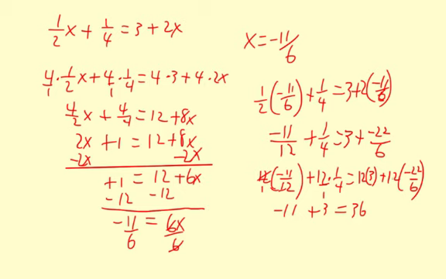And then 12 times negative 22, then divided by 6, that makes a negative 44. Negative 11 plus 3 is negative 8. And 36 minus 44 is negative 8. So it does check out. Our solution is x equals negative 11/6. So this is what you're going to be practicing during this lesson, and that's the big picture.